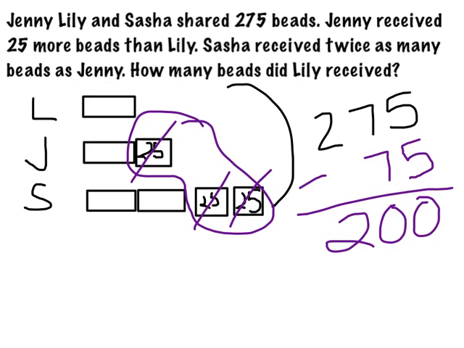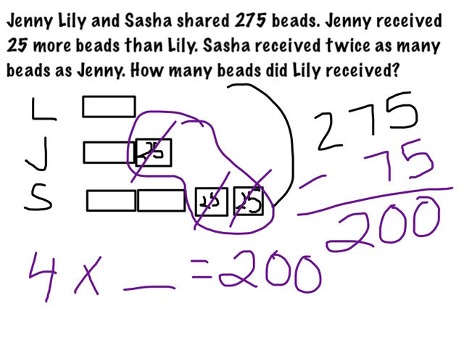That tells me that each of those are the same, right? Because Jenny got 25 more than Lily. So whatever Lily got, Jenny got the same plus 25. And then Sasha got 2 of them and 25. All these boxes are the same number. So what I'm going to do now, I have 4 boxes, but I don't know how much is in the boxes. And I know they equal 200.